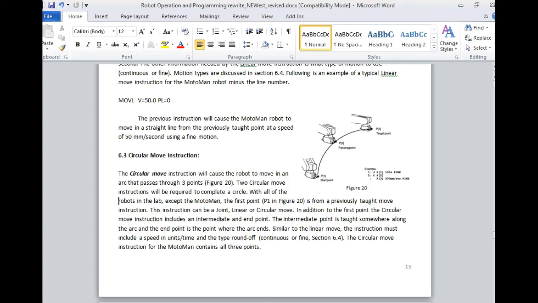And they call it circular. I'm sorry, it doesn't make a circle, it makes an arc, but they refer to it as a circular move. So if I wanted it to do a circle, then I would have to do 2 circular move instructions, because about the best we can do with an arc is 180 degrees. And then we would put another circular move instruction to make it finish the circle.